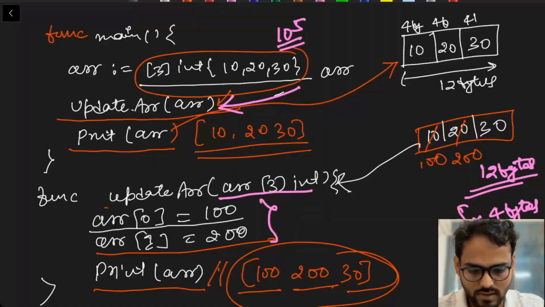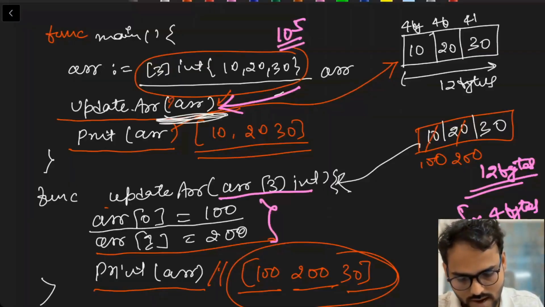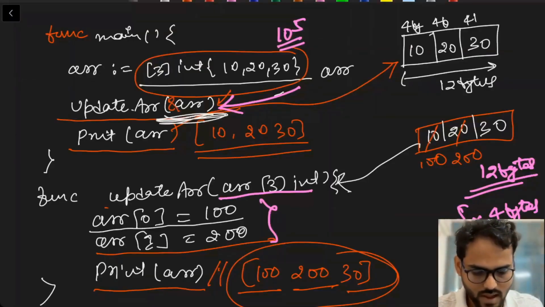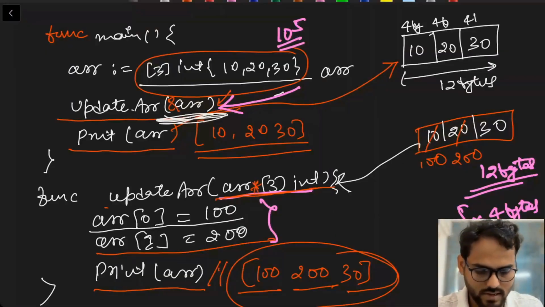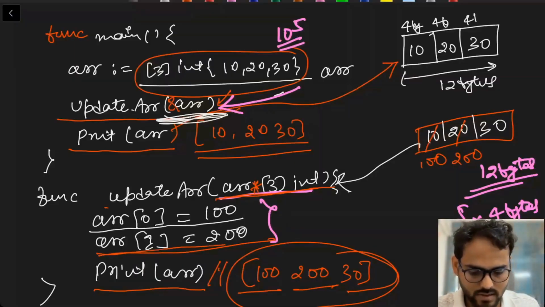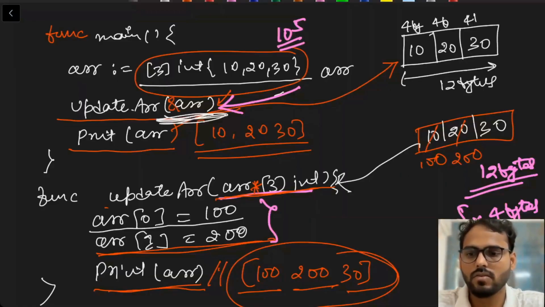So what we do here, instead of passing the array, we pass the address of the array, and instead of expecting the array here, we expect a pointer to that array. And then we can update the function like this. So now let us go back to VS Code and write the code for this.